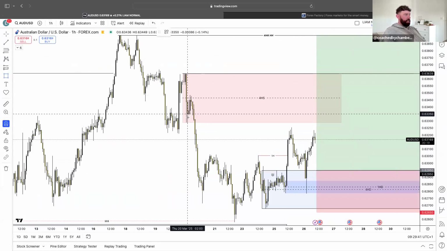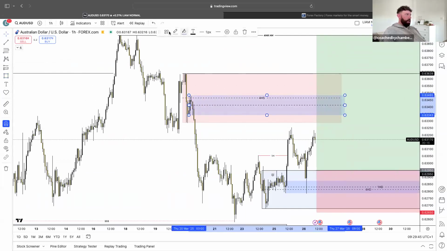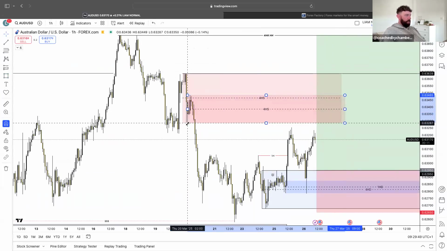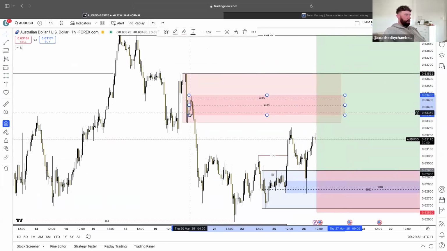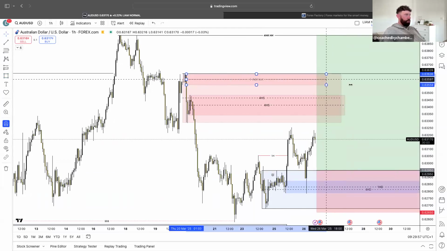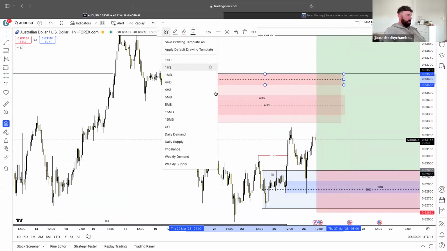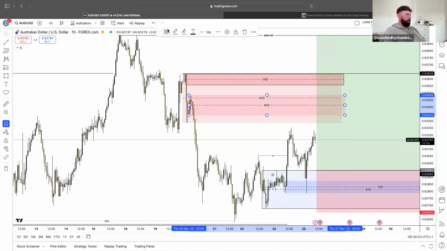Now, of course, this is a 4 hour supply area here. Well, the 4 hour supply area is this whole area here, but I'm just going to go off this little area. And then the next area would be this here, which will be at the extreme level. So it's going to be interesting. In fact, I'm going to put this as a 1 hour supply because I've already got this as a 4.